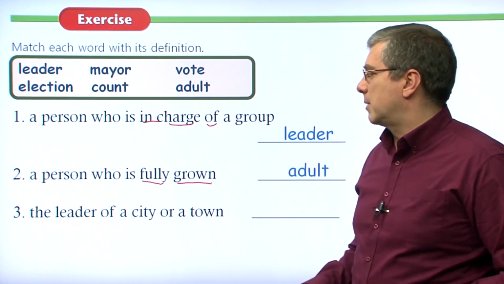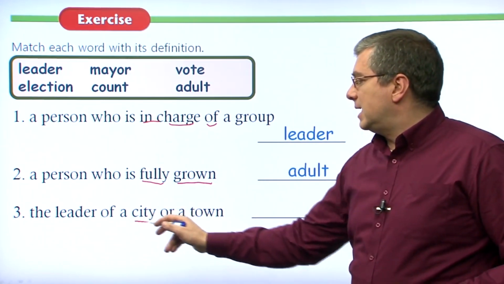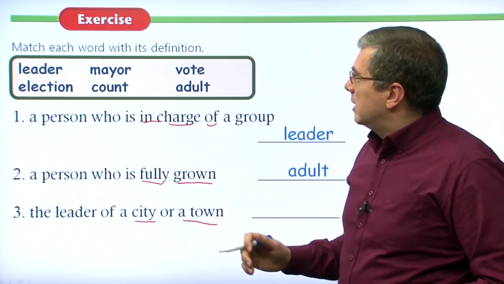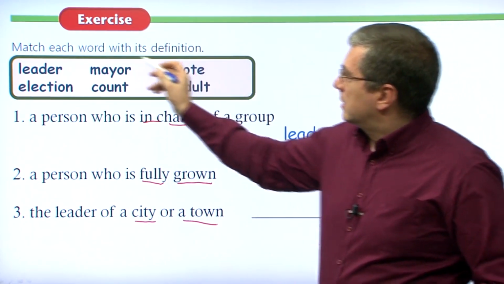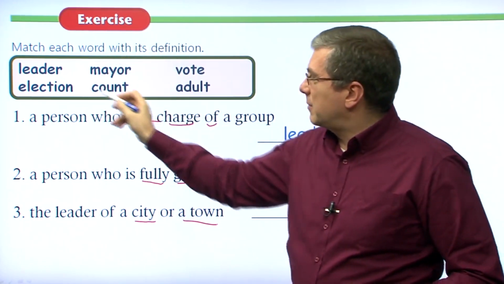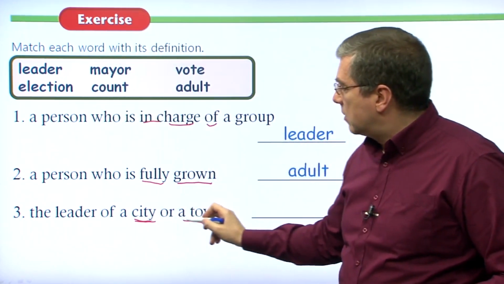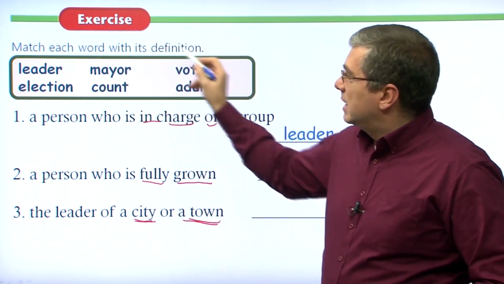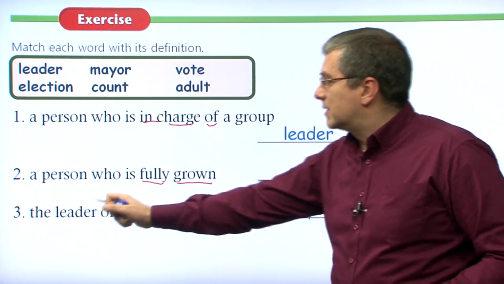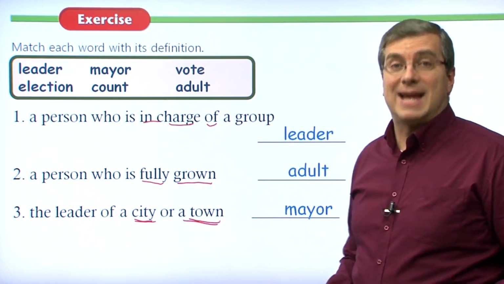Okay, let's take a look at number 3. The leader of a city or a town. We talked about different types of leaders, right? Actually, we have the name of a certain type of leader in here. Do you see a certain type of leader, a leader of a city or a town, in this box? If you zero in on mayor, you would be correct. A mayor is the leader of a city or a town.